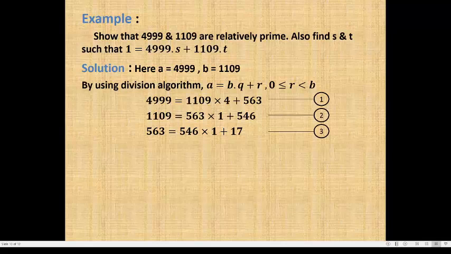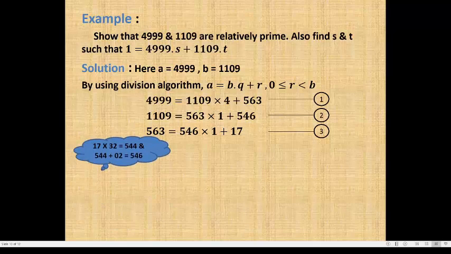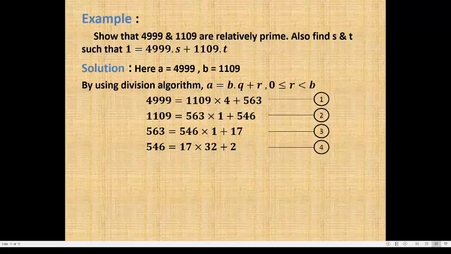Now again we apply the division algorithm to 546 and 17. So A is considered as 546 and B as 17. After some calculation, 17 into 32 we get 544, and 544 plus 2 is equal to 546. So here the quotient is 32 and the remainder is 2. So we get the step 546 equals 17 into 32 plus 2. Give it the equation number 4.